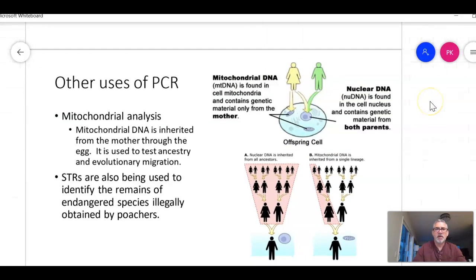Another use of PCR, you can do mitochondrial analysis. Remember, mitochondria are only inherited from the mother, and mitochondria are endosymbionts, so they were evolutionarily captured bacteria. So since they're only inherited from the mother, we can use them to show a migration study. So when they say that the human population started in Africa, they're tracing these mitochondrial lineages back to Africa for common ancestry.